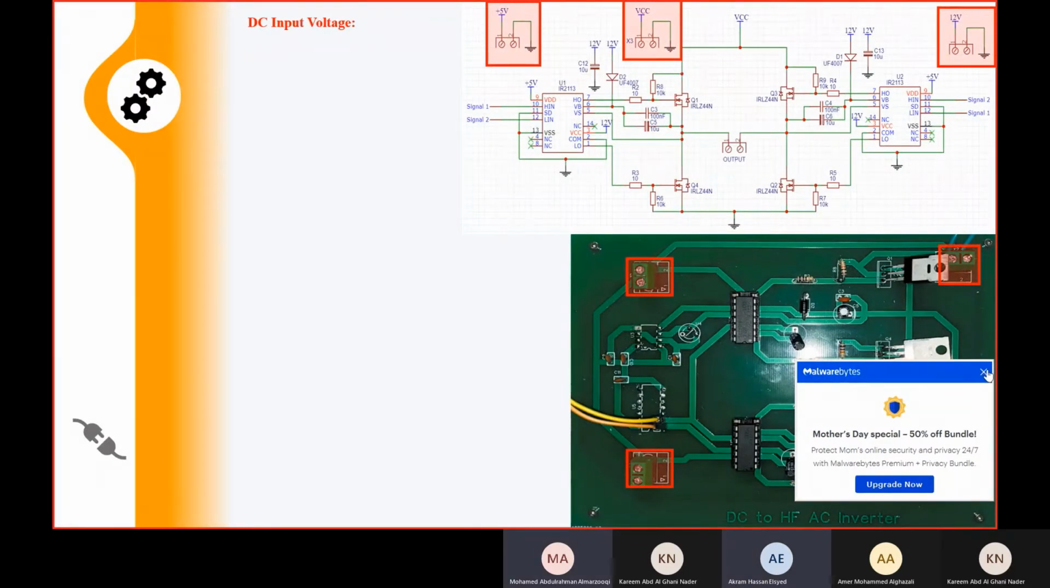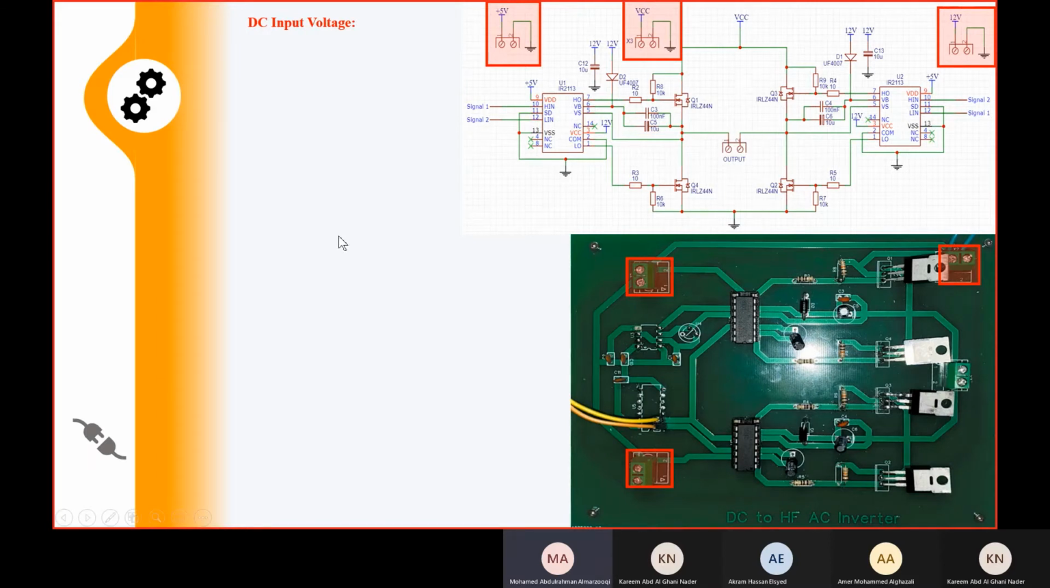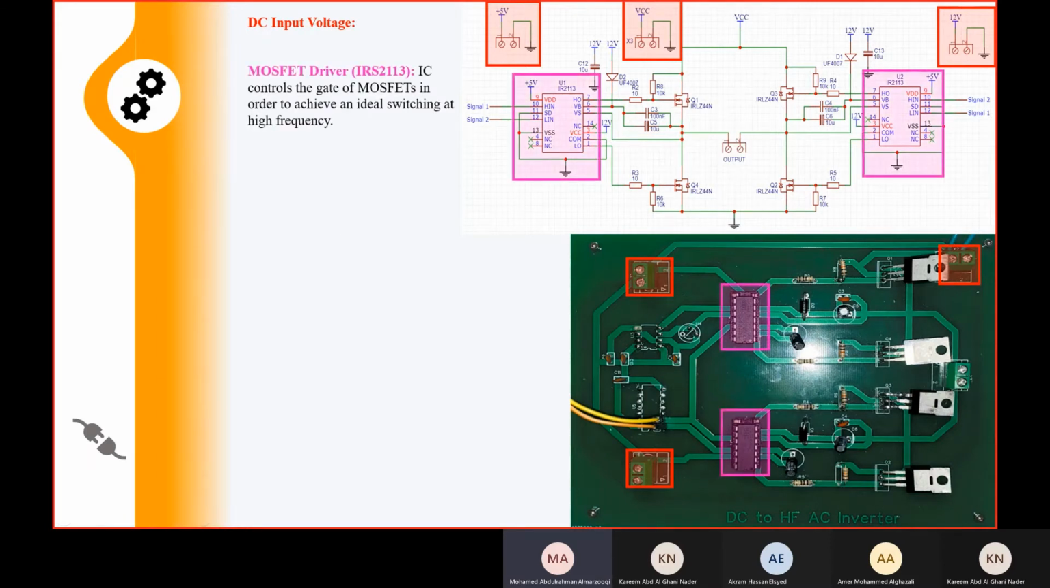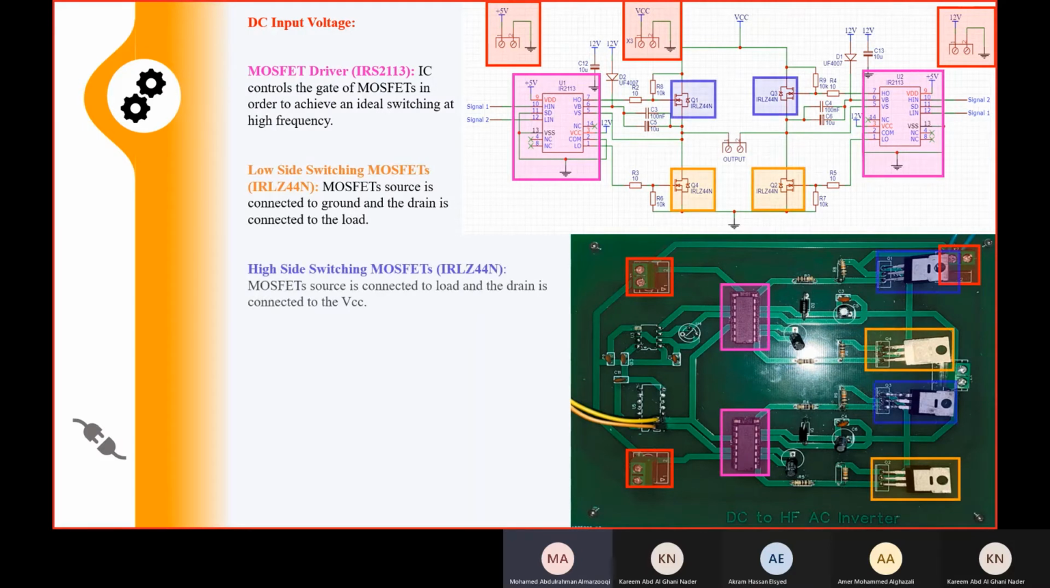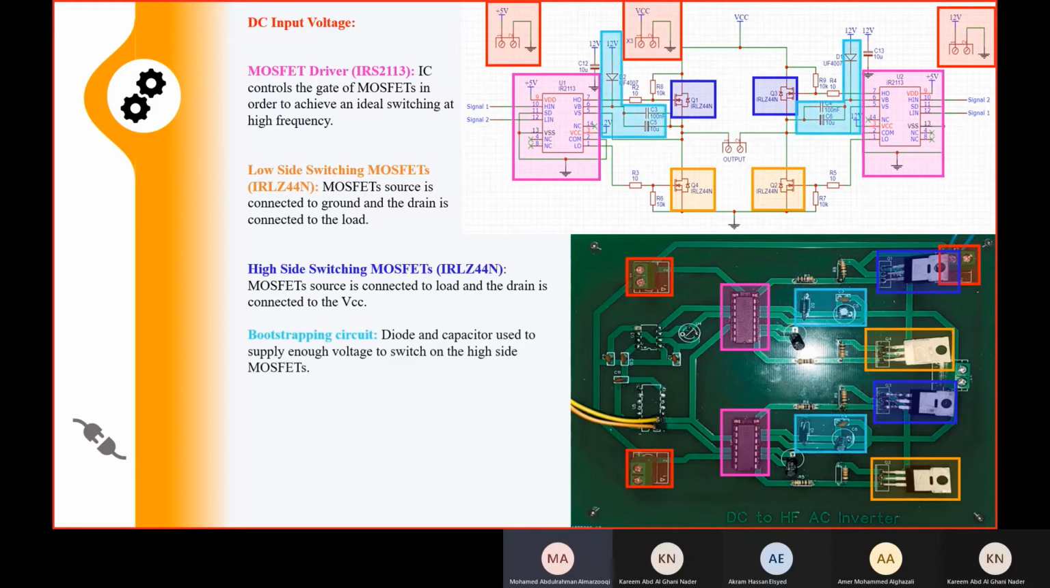So coming to the inverter DC input voltage, we will start with the MOSFET driver, highlighted in pink, which is the IC that controls the gate of the MOSFET in order to achieve ideal switching at high frequency. Coming to the blue color, which is the high side switching MOSFET, and the orange, which is the low side switching MOSFET, and the bridge. After that, the light blue is the bootstrap circuit, which is the diode and capacitor used to supply enough voltage to switch the high side MOSFET.